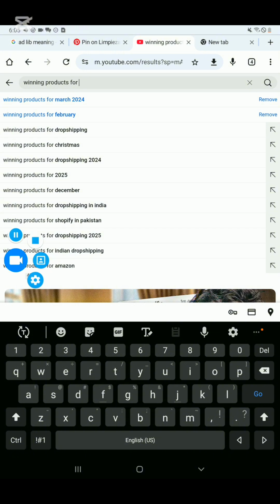Another place you want to go to find products is Facebook Ad Library.